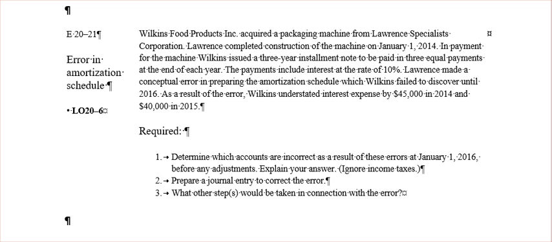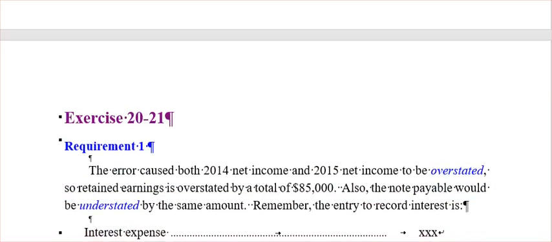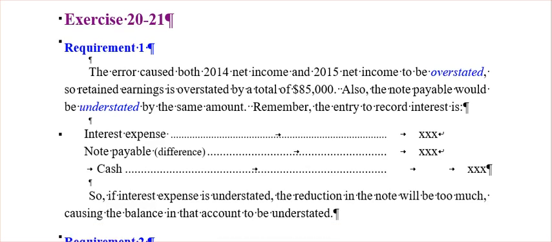It says, as a result of the error, they understated interest expense in 2 separate years, and the amount in 1 year is $45,000 and the other one is $40,000. So let's look at what we need to do. The error would cause both of those net incomes to be overstated, because we would have had a problem there with the interest expense not showing up.